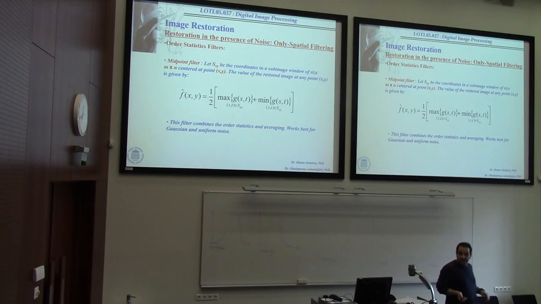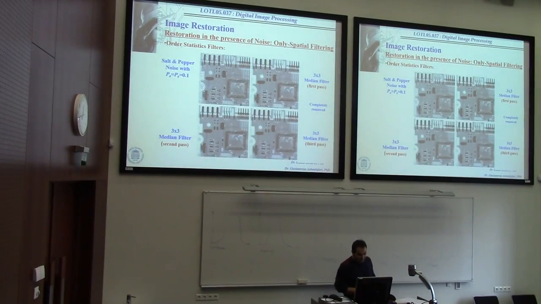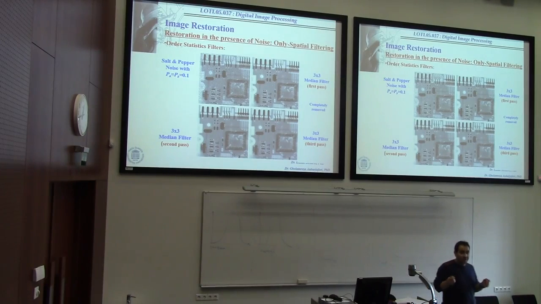The last filter in this category is the midpoint filter. That's the combination of the max filter and min filter, where we find the average of these. We can use this filter to remove Gaussian noise or uniform noise, and also we can use it for salt and pepper, but in most cases it fails to remove salt and pepper noise from the image.